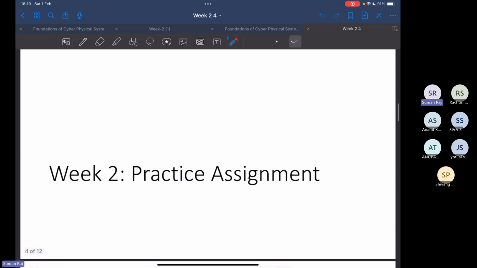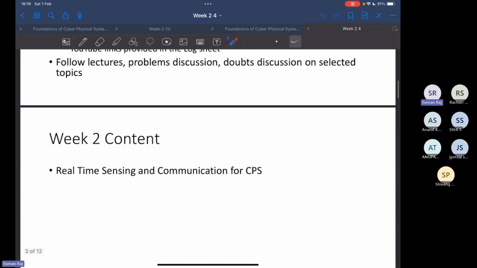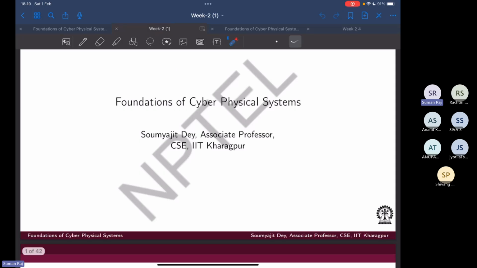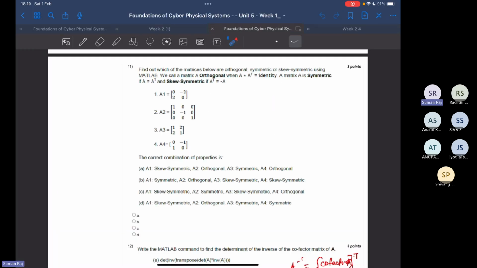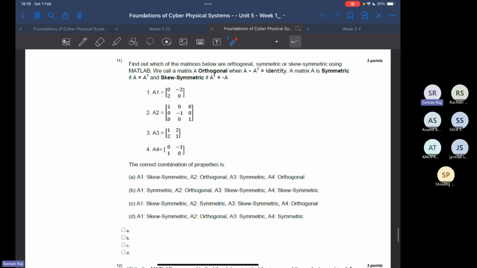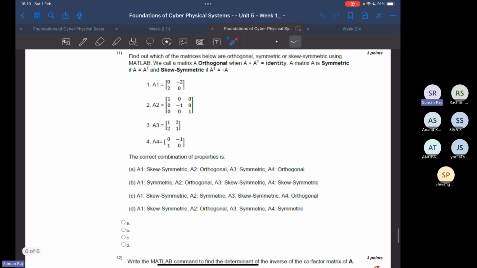Before I start this week 2 practice assignment, since Anupam had a question, we'll go back there. Since we are discussing week 1, this is a question from the last week's assignment in which he has a doubt. If any of you also have a doubt, please let me know so that we can discuss it now itself.